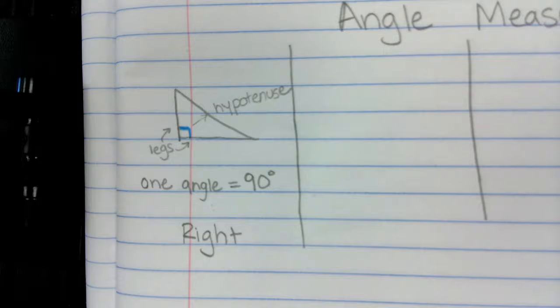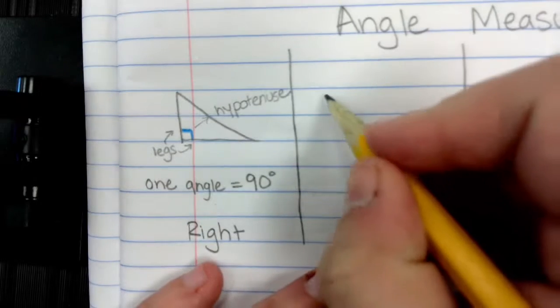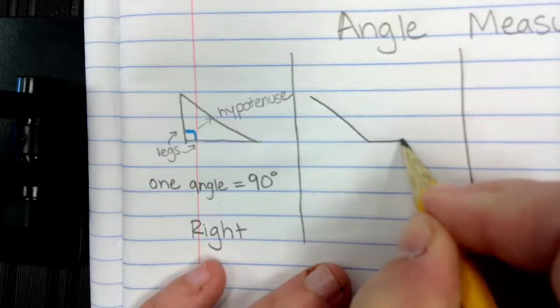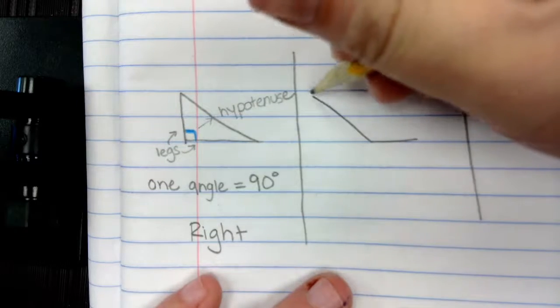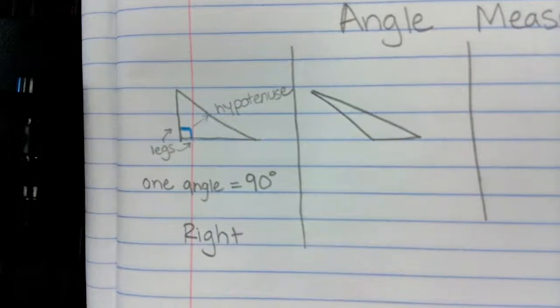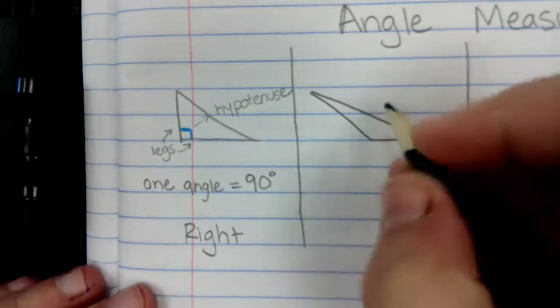Then we might have a triangle where there is one angle more than 90 degrees. So it's more than that L. Think of an L. L is usually 90 degrees right here. This is bigger than the L. It would open up more.